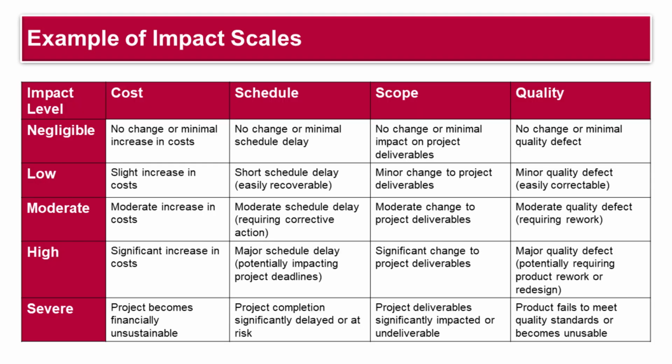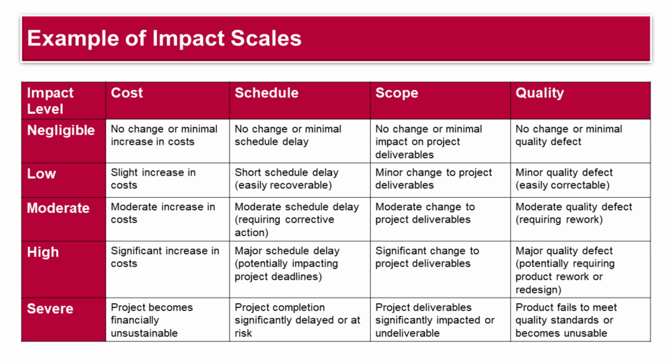Here's an example of an impact scale commonly used in project risk management. This scale considers the potential consequences of a risk event on the 4 core project objectives: cost, schedule, scope, and quality. For each objective, the impact is categorized based on the severity of the consequences.